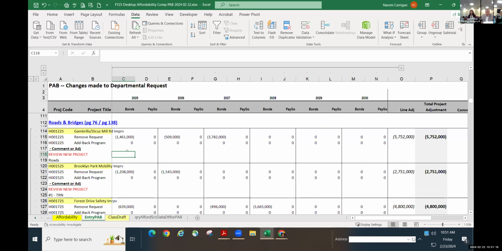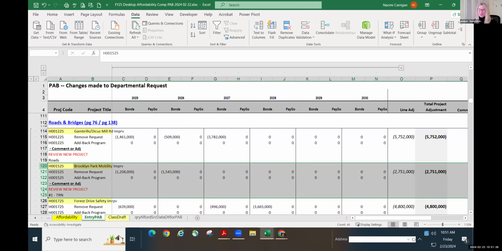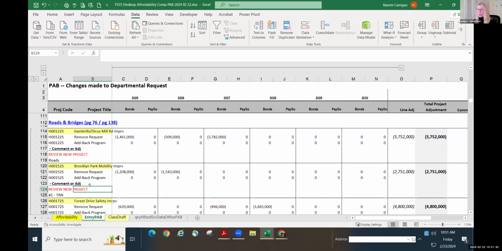That's the only new project? No, there's several more. Let's talk about all the new projects. Okay, sure. The next in project number order is the Brooklyn Park Mobility Improvements.